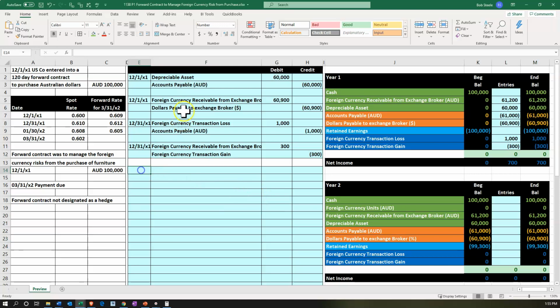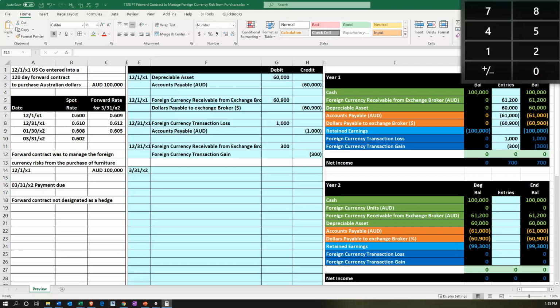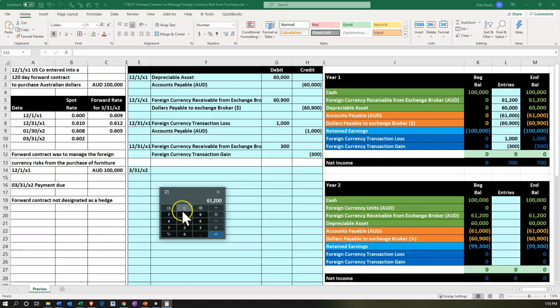So let's do that. This is going to happen on 3/31x2. And now, using the spot rate, we had the 100,000 times, and now it's the 331 times 0.602. So we got the 60,200, and it's currently on the books at the 61,000. So minus the 61,000, it's going to be an $800 difference, and it's going to be a gain this time.